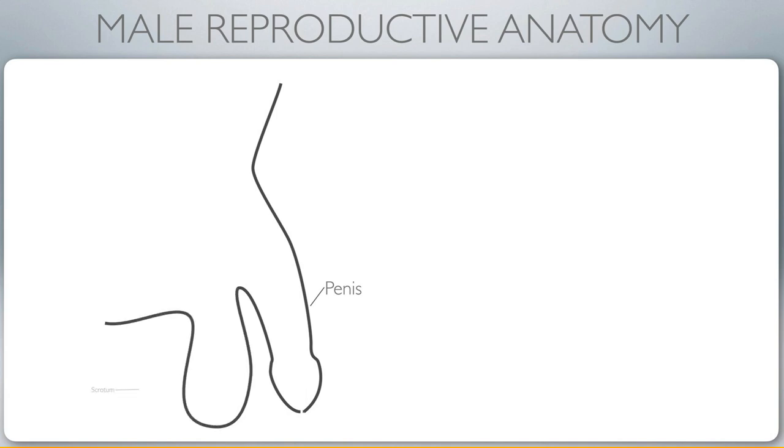So we have the penis and the scrotum. The scrotum is a muscularized sac that allows for thermoregulation of the testes. It turns out that the production of sperm is very temperature sensitive, and when cold, the muscles bring the testes close to the body, and when warm, they relax and allow the testes to move further away.